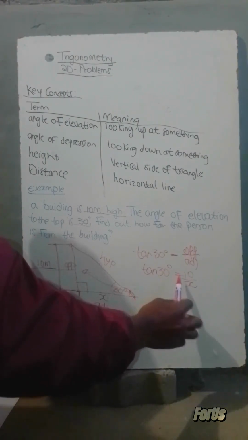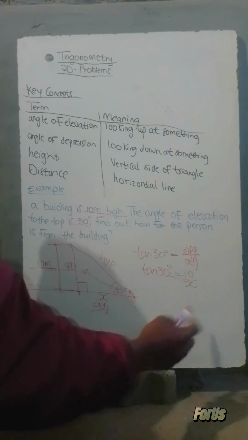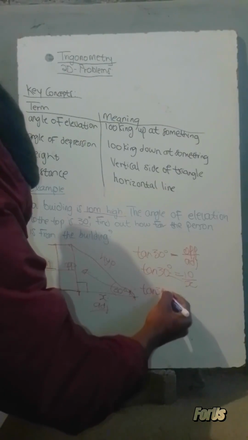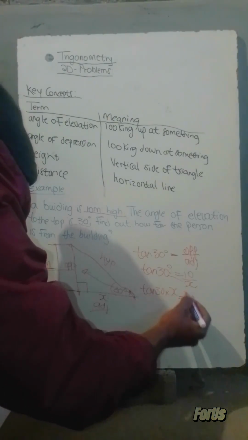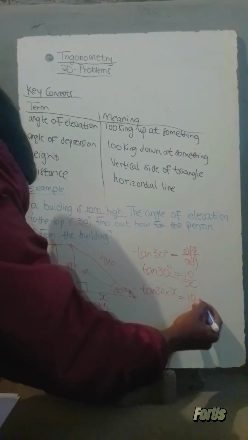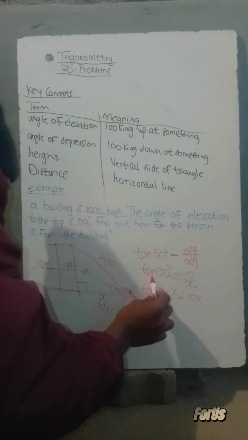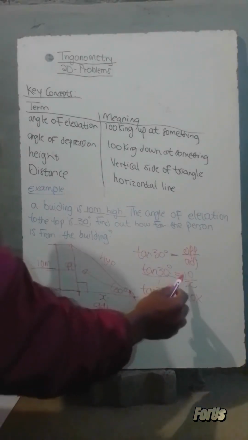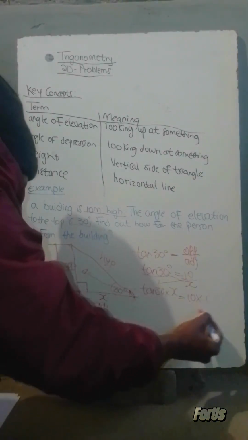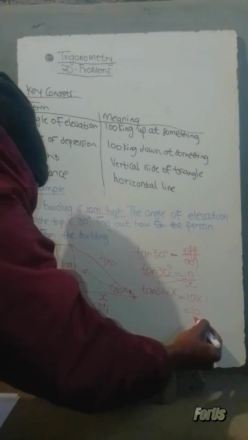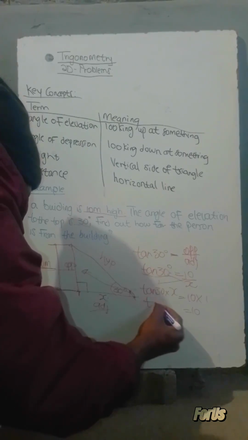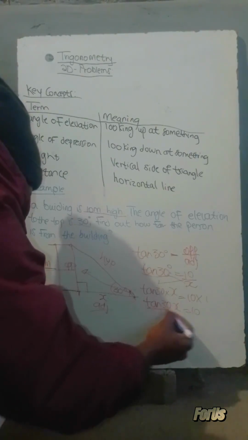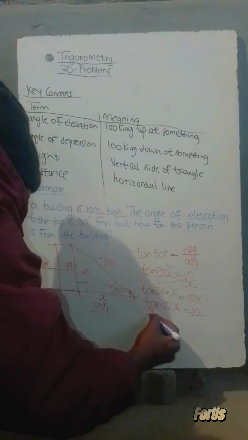Next, I'm going to cross multiply. I'm going to say tan 30 multiplied by x is equal to 10 multiplied by 1. Now if you take tan 30 and divide it by 1, the answer will still be tan 30. Now we're going to cross multiply by this one. We're going to have 10 here, and we're going to have tan 30 x.